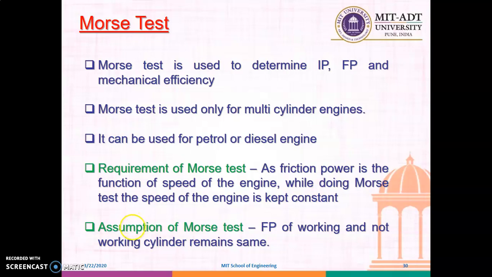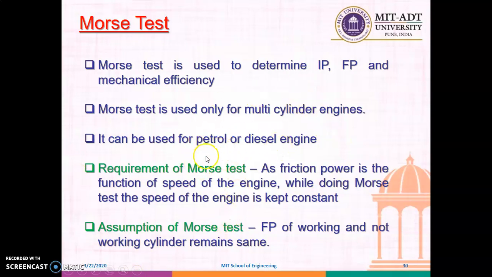Now let us continue with this test. How to perform this test, what is the principle of working we are using in this test, and what is the assumption of this test. Starting with the very first important point about this Morse test: this Morse test is used only on a multi-cylinder engine. Just remember this word, multi-cylinder engine. Now what is a multi-cylinder engine? If an engine has more than one cylinder, then it is called a multi-cylinder engine. You can't perform this Morse test on a single cylinder engine. This you can say is a drawback of Morse test. Now what is the reason behind it? That you will automatically understand at the end of this lecture.